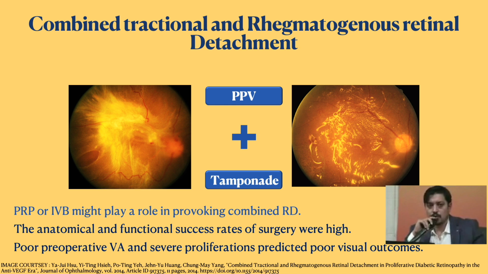So how do we tackle combined retinal detachment, which is tractional and rhegmatogenous? Yaoshi et al. have suggested that, though it looks very aggressive, the outcomes are really good. So you treat them with PPV, you give a tamponade, and they really do well. Although meticulous FVP dissection is important in these kinds of cases. And if a patient has poor preoperative visual acuity, he is less likely to have a good postoperative outcome.